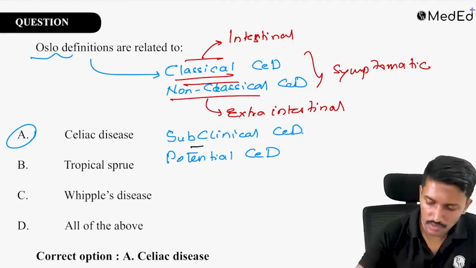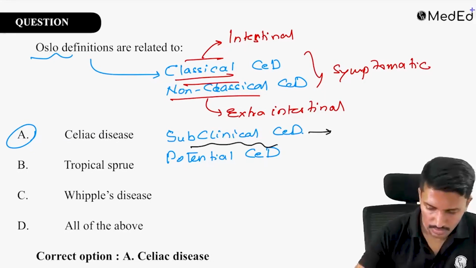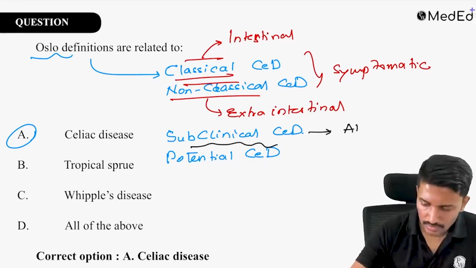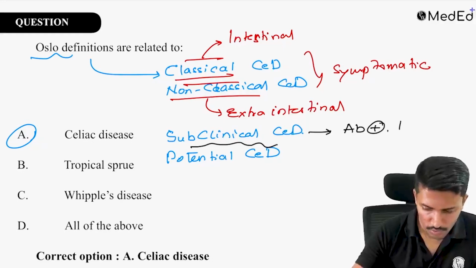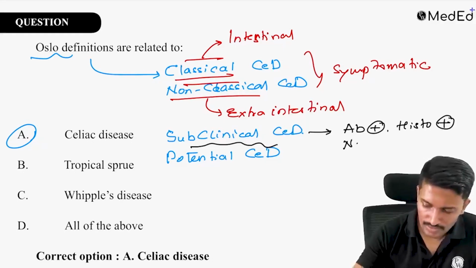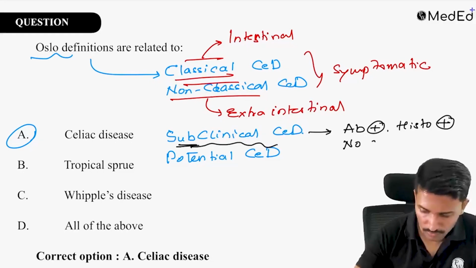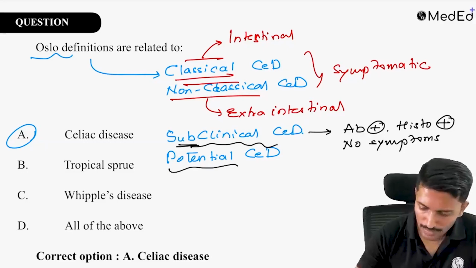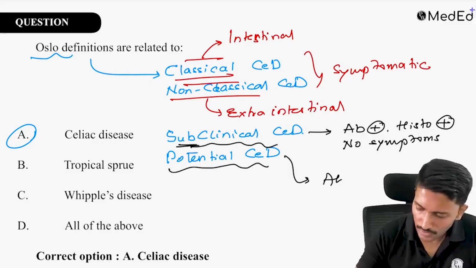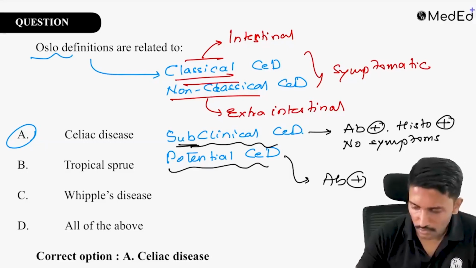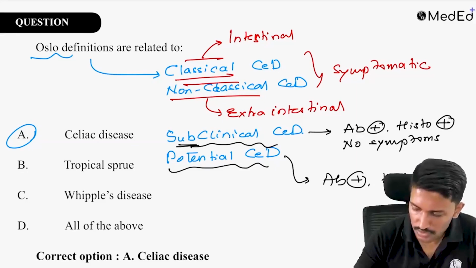Now, what do you mean by subclinical celiac disease? Here you have the classical celiac antibodies positive, you have the histopath changes positive, but as I say subclinical, that means there are no symptoms. Now in potential celiac disease, I only have antibodies. These antibodies have not done sufficient damage, so histopathological changes are also not there. No histo changes, no symptoms.